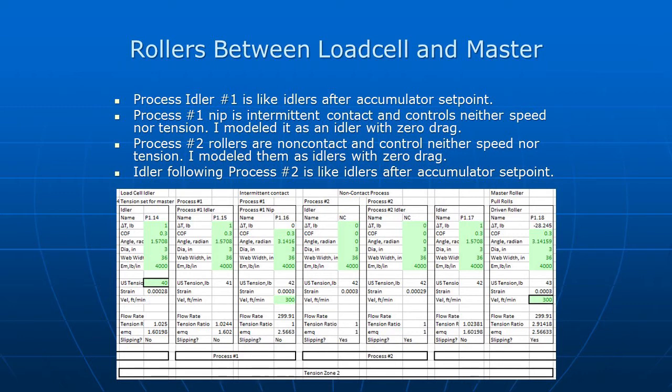Process rollers number 2 were a non-contact process. So again, I just modeled them as 0 drag idlers, just as placeholders, so we could talk about them and describe them in the model. But again, as non-contact items, they have no effect on web tension or speed. And then idlers following process number 2 are just like, again, idlers after the accumulator.